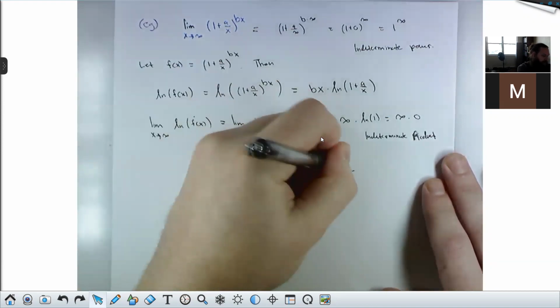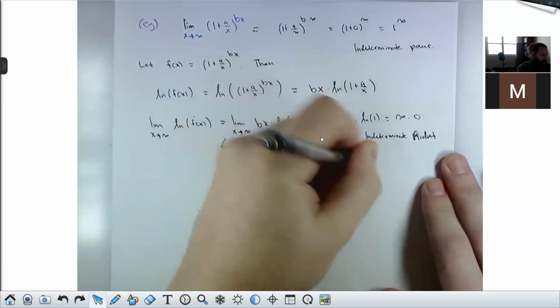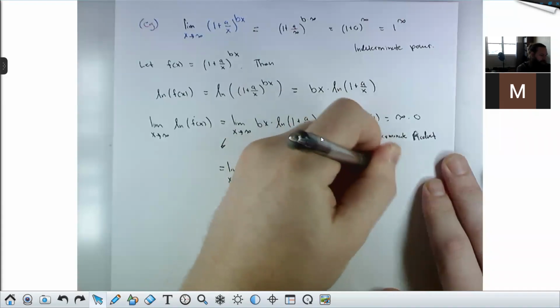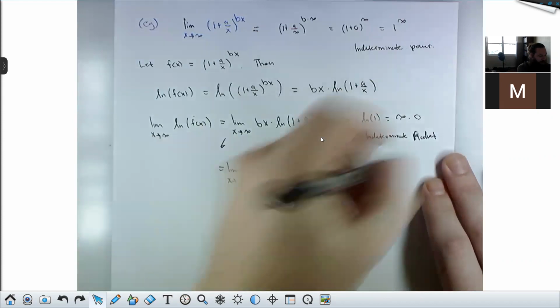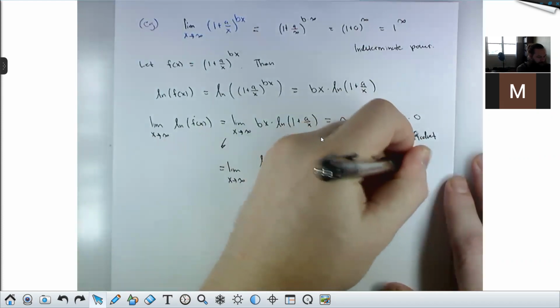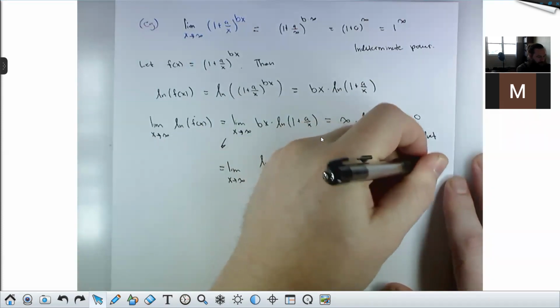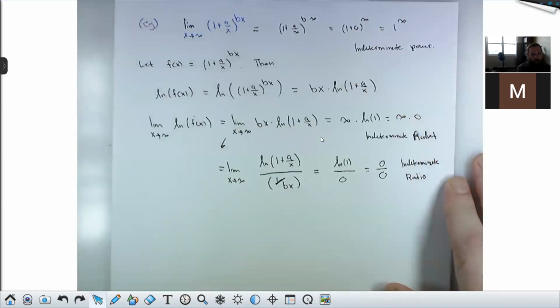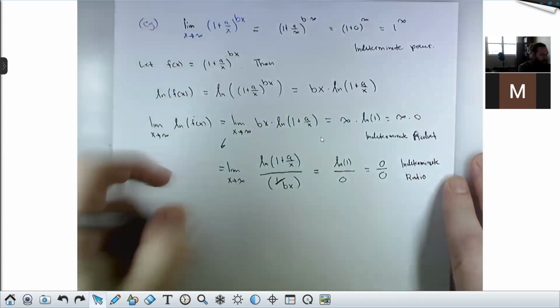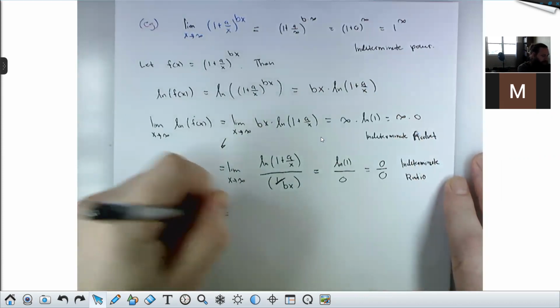And upstairs, I still have a piece going to the natural log of 1. So now this looks like 0 over 0. So I can apply L'Hopital's rule. This is an indeterminate ratio. And those are the things I'm allowed to use L'Hopital's rule on. So now I use L'Hopital's rule.